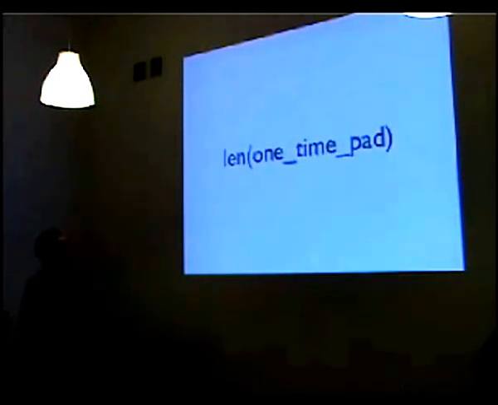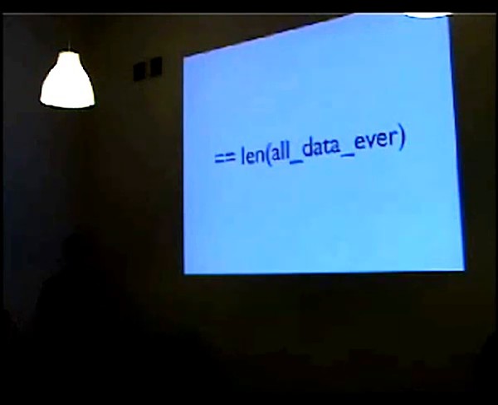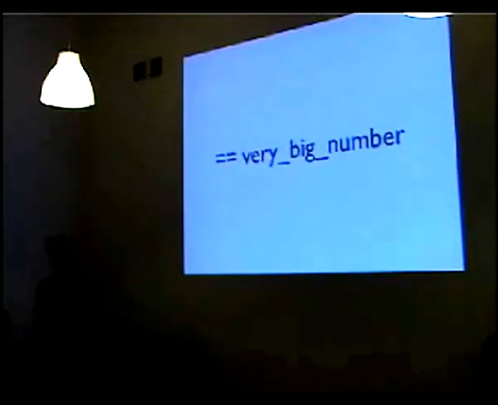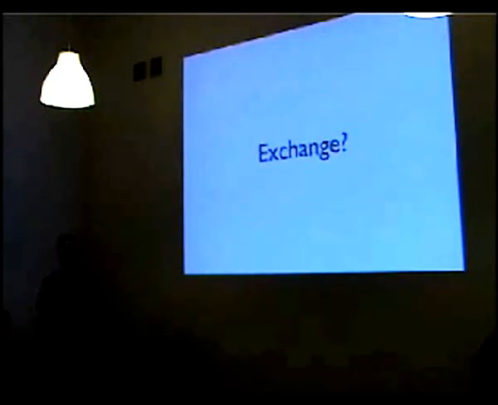Because the length of this one-time pad, of course, has to be the length of all data that you're ever going to send. That is a very, very big number, which leads to problems in terms of key exchange. Even if I only want to talk to all of the people in the room, I have to give all of you Blu-ray discs with stupid amounts of random numbers. So how do we fix that?